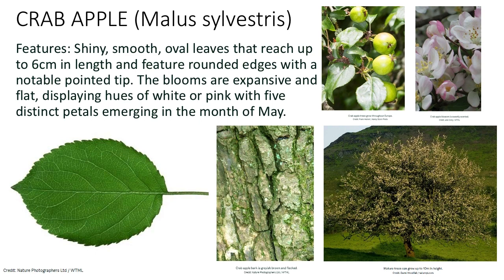This is the crabapple, one that might be familiar to people. Some key features are the shiny, smooth, oval leaves that reach up to about 6 centimetres in length and feature rounded edges with a notable pointed tip. The blooms of flowers are expansive and flat, displaying hues of white or pink with 5 distinct petals emerging around May time. So not quite out yet, but next month they should be present. These trees can live for up to a century.